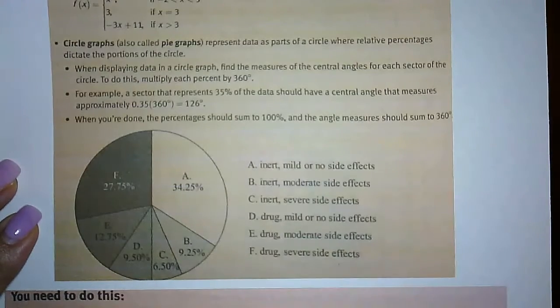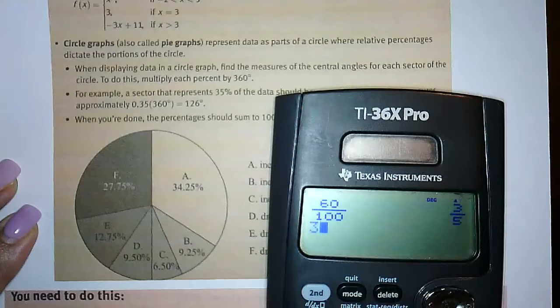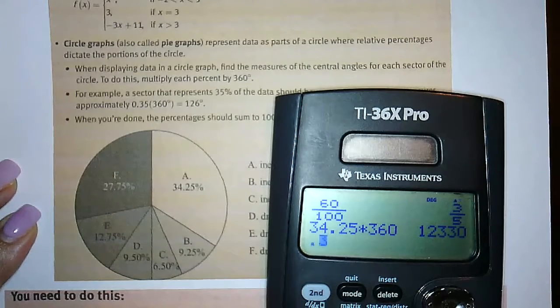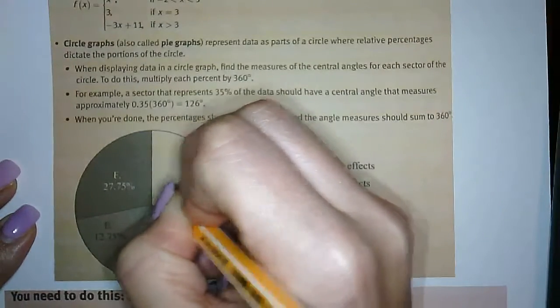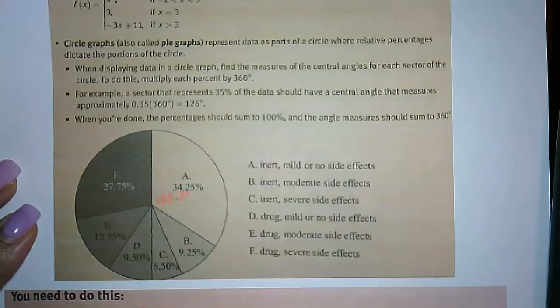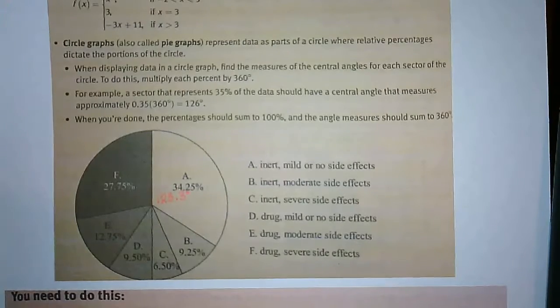So this is almost 35%. Well, it's 34.25. So we can just do 34.25 times 360. It's percent, so let's put it in decimal, my bad. 0.3425 times 360, and you get 123.3 degrees for this piece. When you're done, the percentages should add up to equal 100%, and the angle measures should sum up to 360 degrees. So it's just different ways of looking at these.